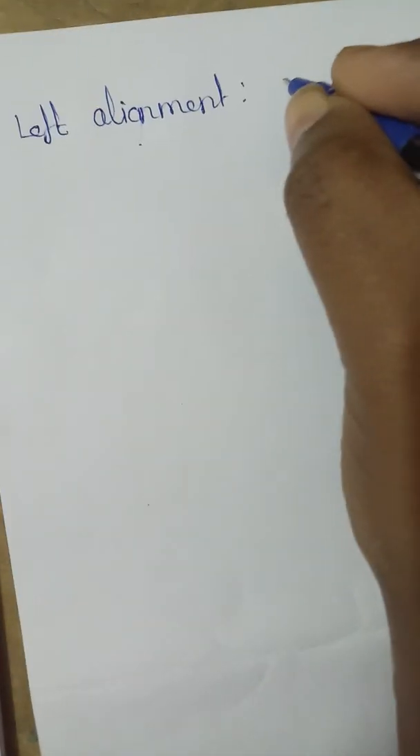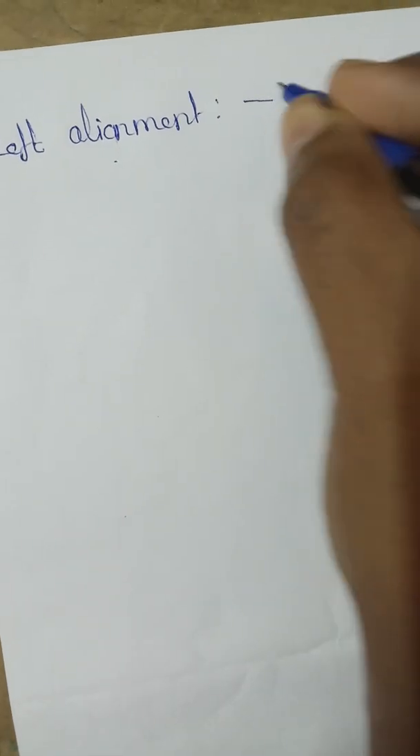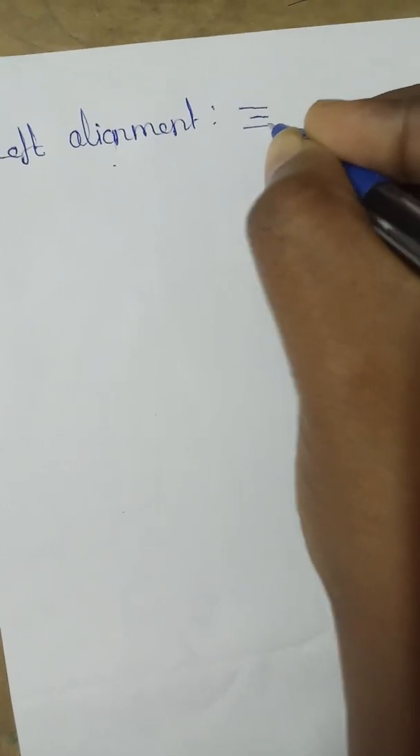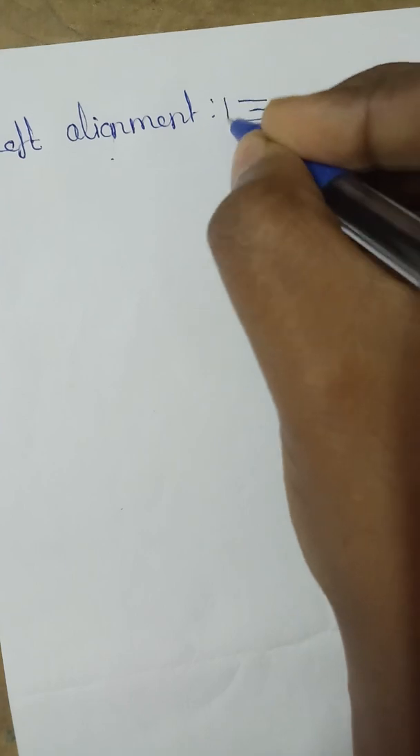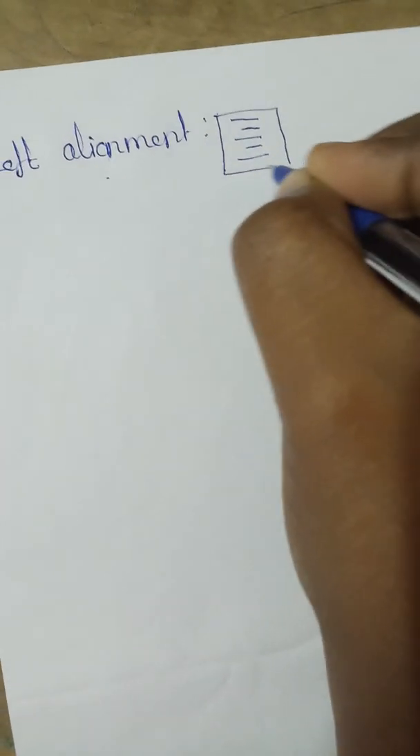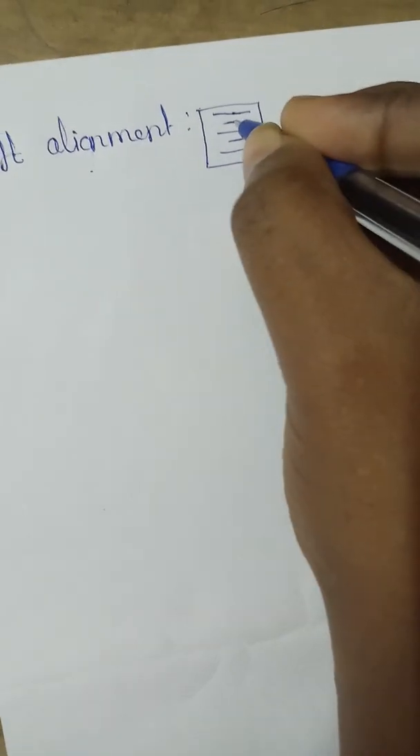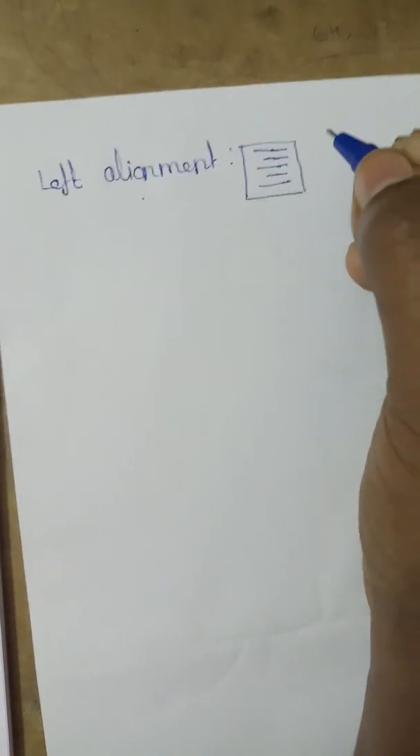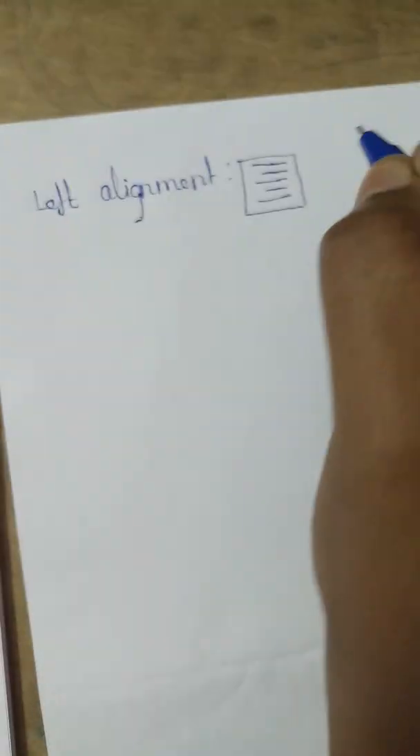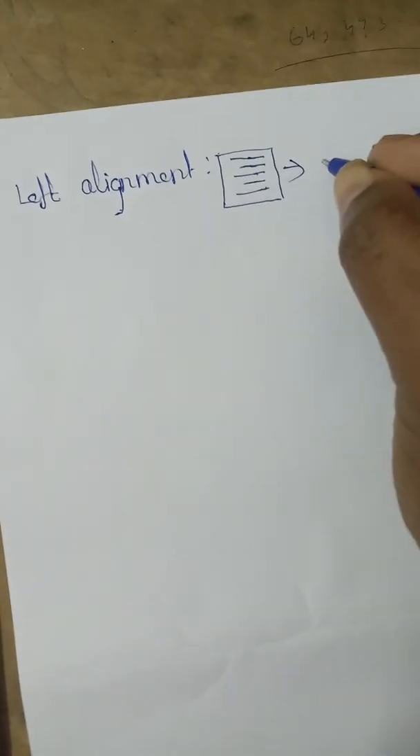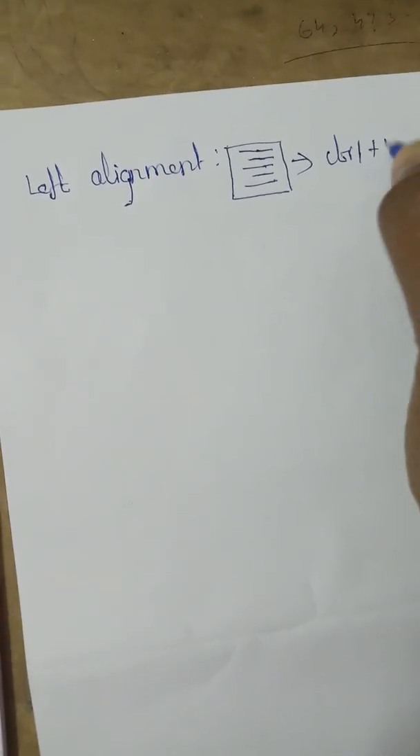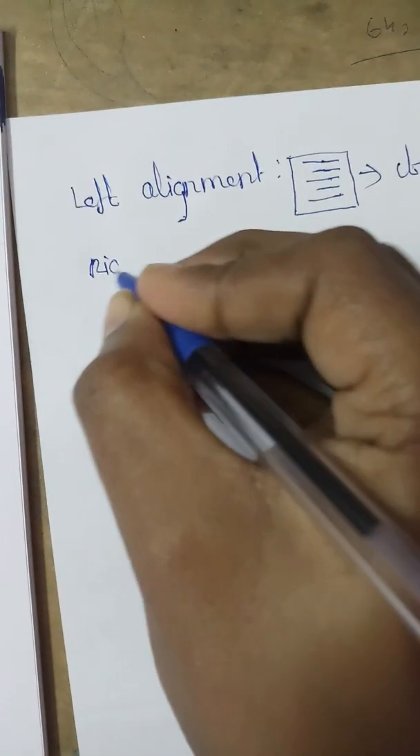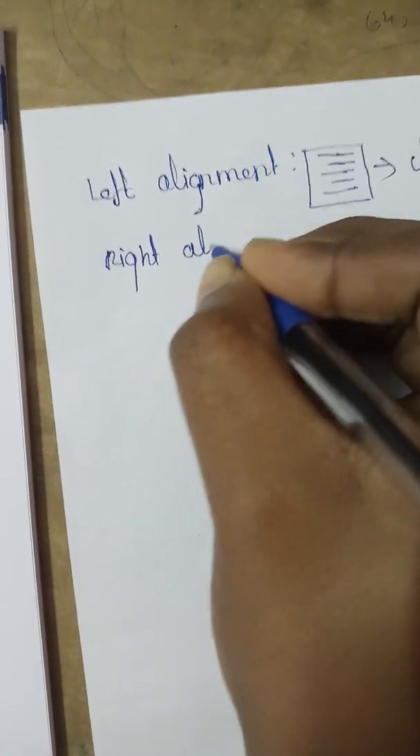The icon for left alignment is this. It is the icon for left alignment because it aligns the text on the left side. The shortcut key is Ctrl plus L. And then right alignment.